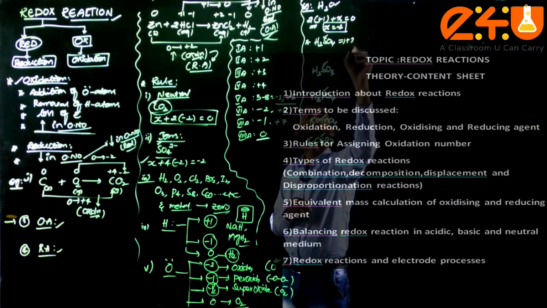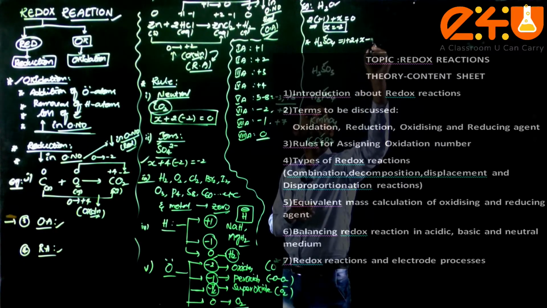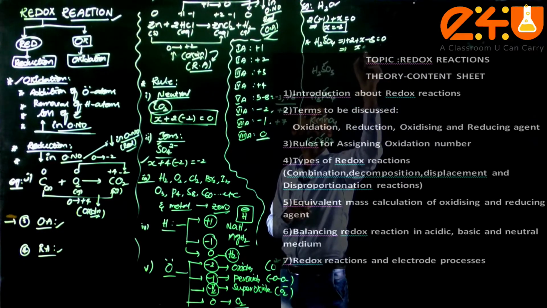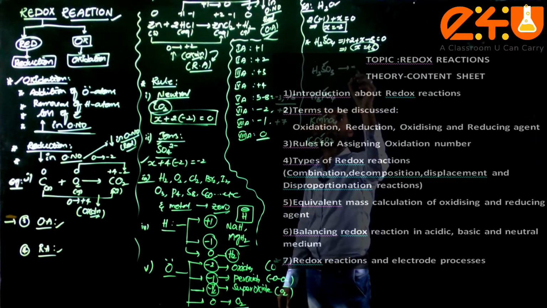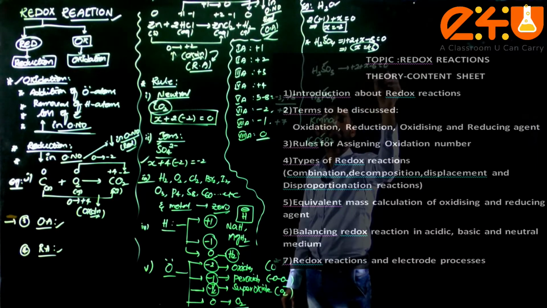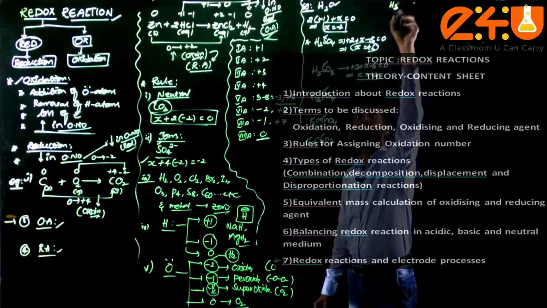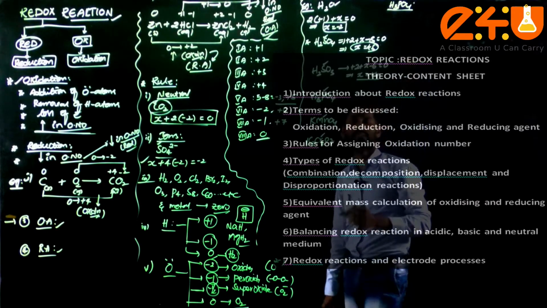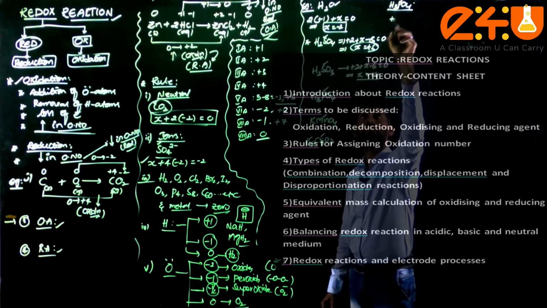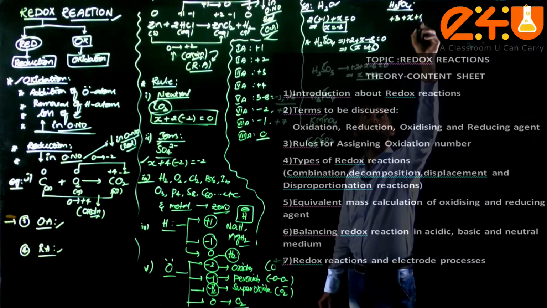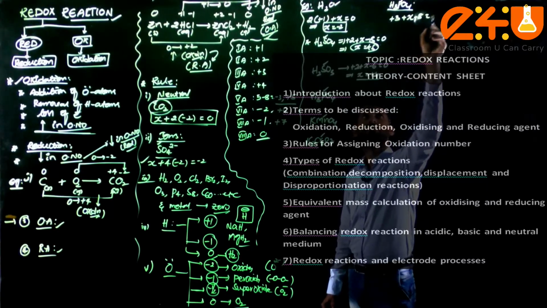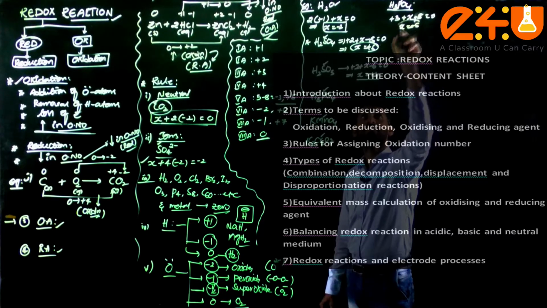Now, +2 for the hydrogens I am writing directly, plus x, plus 4 into -2 I am writing directly, -8 is equal to 0, so x is equal to +6. Next, for H2SO3: +2 plus x -6 is equal to 0, that implies x is equal to +4. Now for H3PO4, orthophosphoric acid, phosphorus: +3 plus x, plus 4 twos, -8 is equal to 0, x is equal to +5.